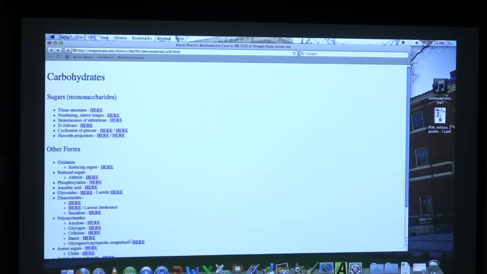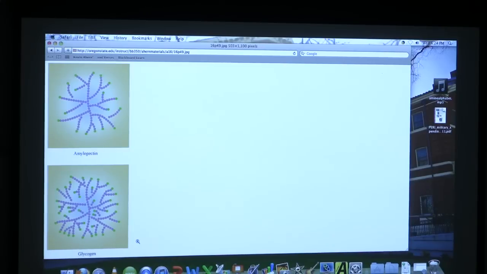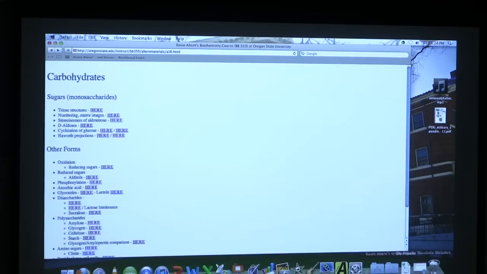Okay, and this shows us a little bit about how the more branching that we have, the featherier it is. This is glycogen compared to, say, amylopectin. No major point there, but it gives you a visual interpretation of the difference in those structures.